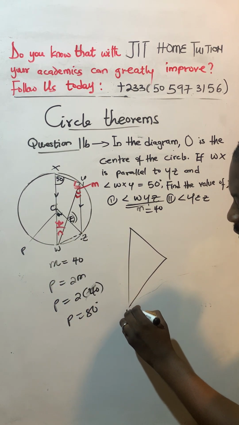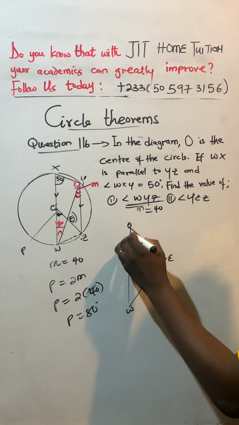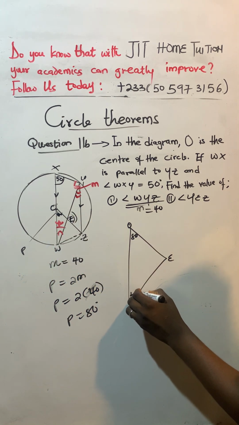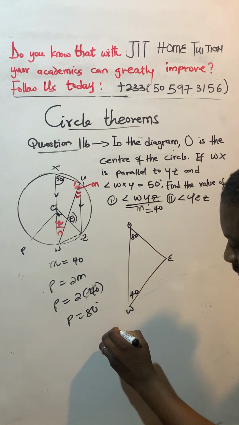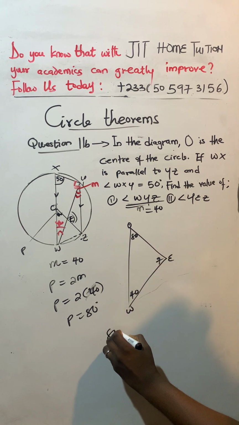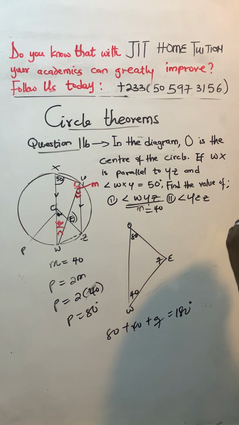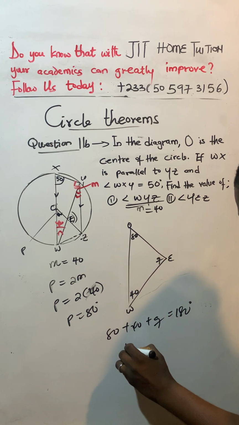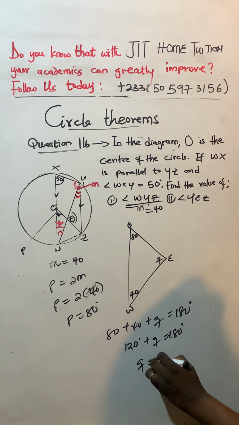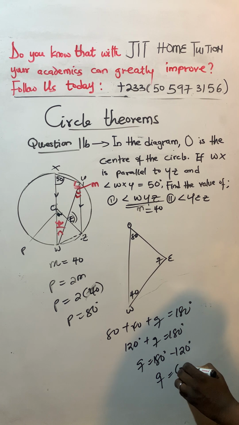that is W here, O here, which is the center, and we have E here. Now, if this side is 80, and this side we worked out to get 40, that means that we can put an angle here, let's say, Q. All right, so 80 plus 40 plus Q should be equal to 180. And what is the reason? The sum of angles in a triangle. So you have 120 degrees plus Q equal to 180. Q will be equal to 180 degrees minus 120 degrees. Q is equal to 60 degrees.